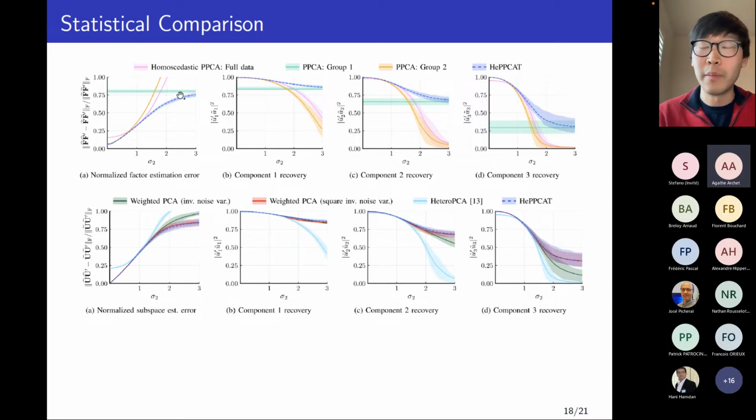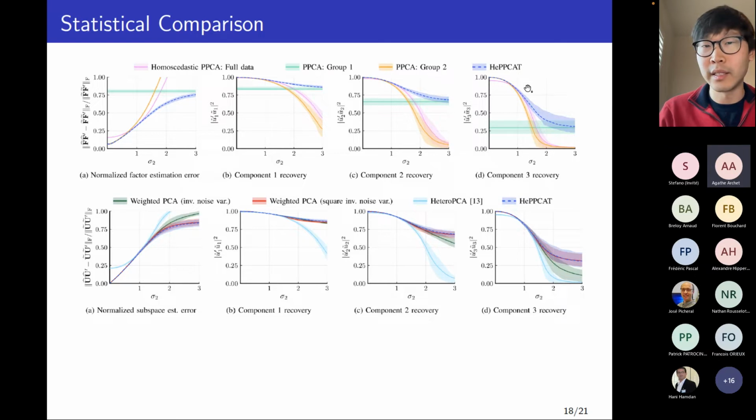In green here is the performance of doing homoscedastic PPCA, but only on the first group, where the data is homogeneous. So in other words, you throw away the second group of data, you only use the first group. And then in yellow, same thing, only use the second group, throw away the first group. And so, indeed, you can see here for homoscedastic PPCA, once the second block gets noisy enough, it's actually better just to throw away that second block and just do PCA on the first block, right? But what does HePPCAT do? HePPCAT combines everything carefully so that it performs as well as you could with any of these other methods across the whole range.